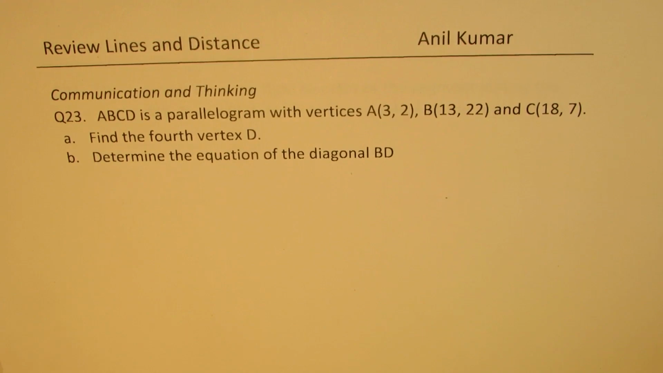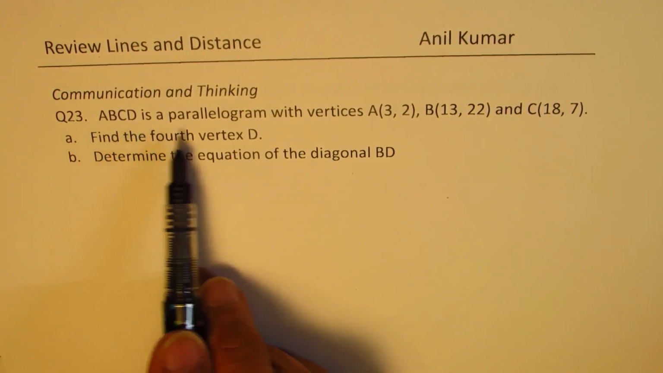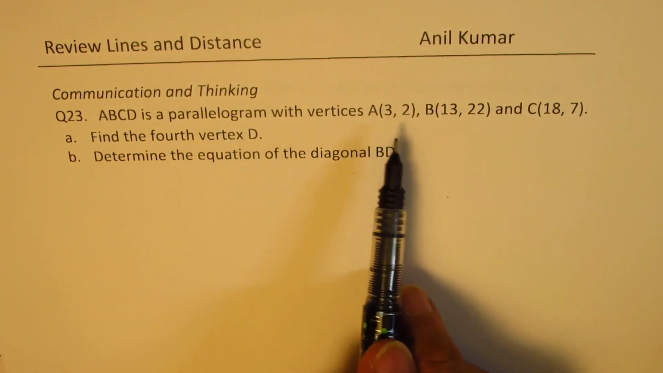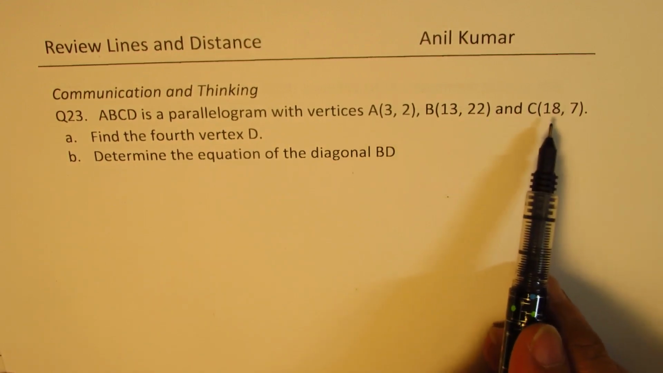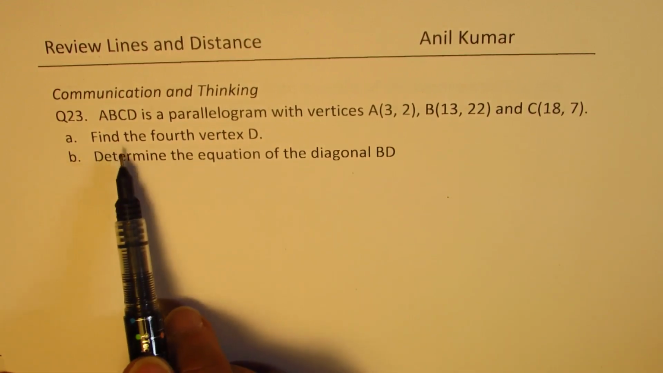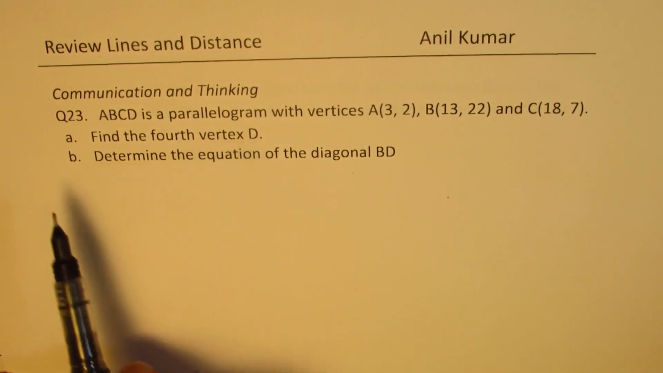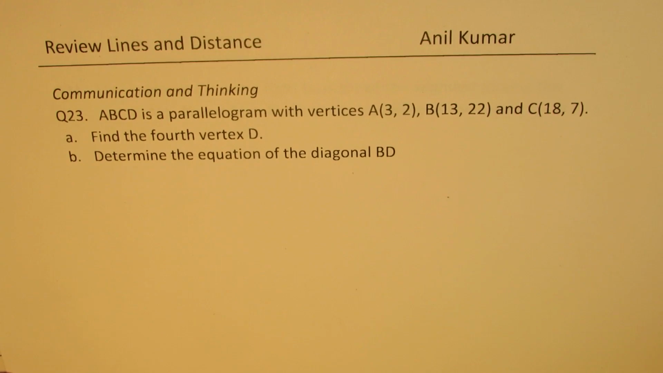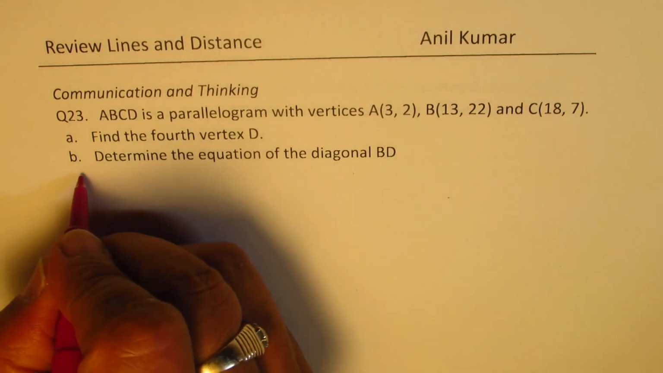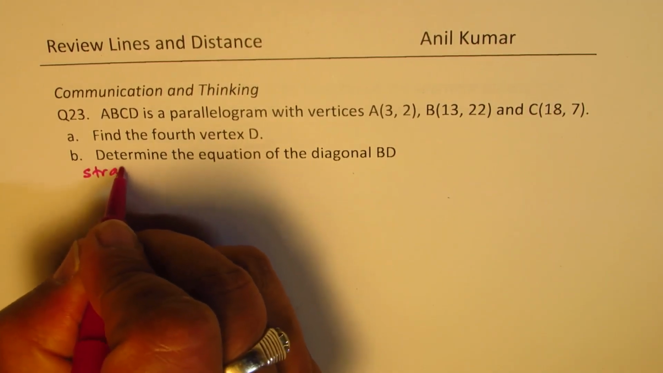Question number 23. ABCD is a parallelogram with vertices A (3, 2), B (13, 22), C (18, 7). Find the fourth vertex D and determine the equation of the diagonal BD. Now this is another very interesting question. I'll teach you a very simple method. So this is kind of very important. Here is a strategy.